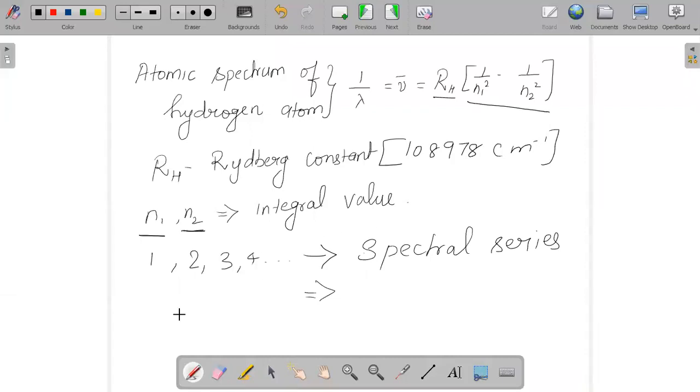In a similar way, if I say n1 value is equal to 2 and your n2 value takes up from 3, 4, 5 and so on, when you calculate this spectral series, you will come to a conclusion that the name it is given is Balmer series. Similarly, you can calculate for the others: Paschen, Brackett, Pfund. You will be able to calculate that.